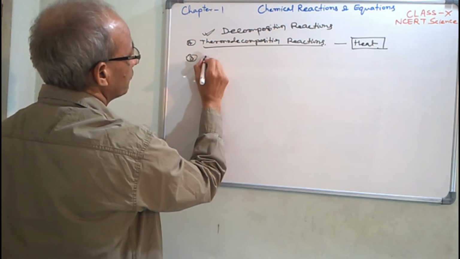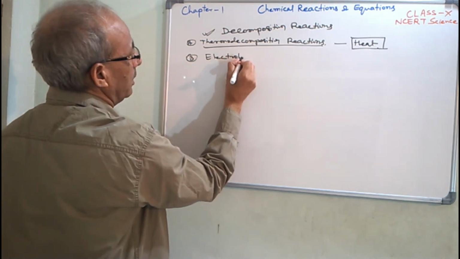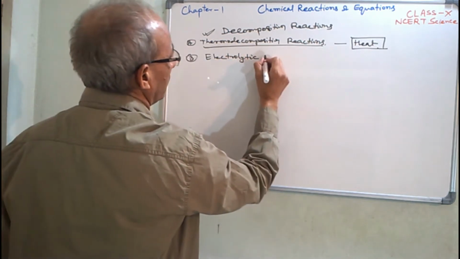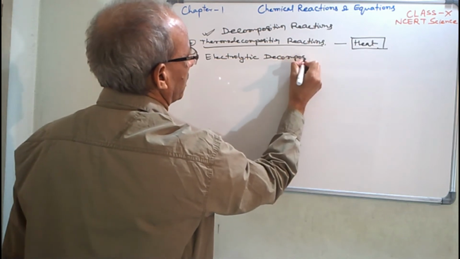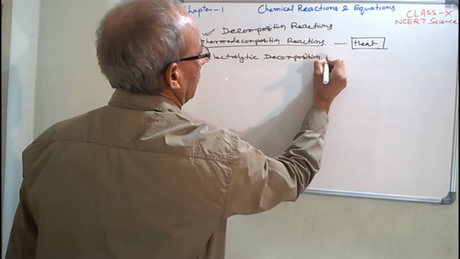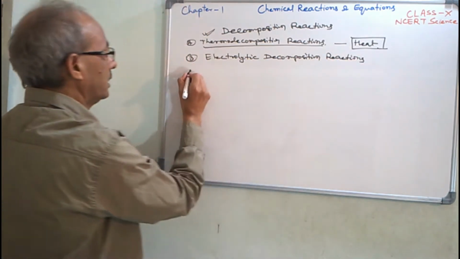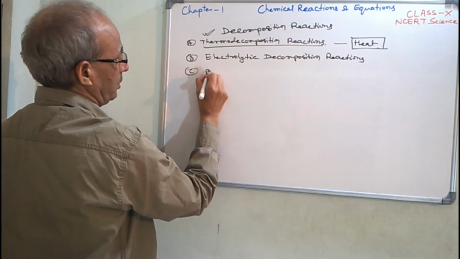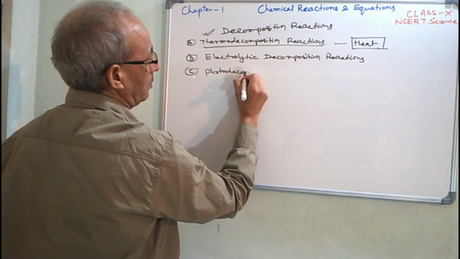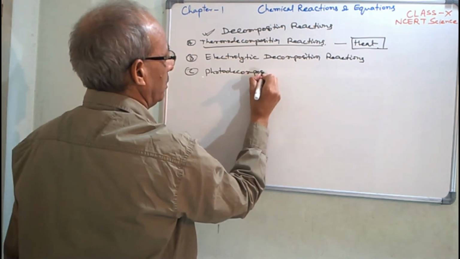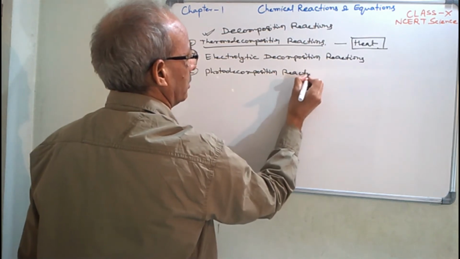Second type is electrolytic decomposition reactions. Third type is photo-decomposition reaction.